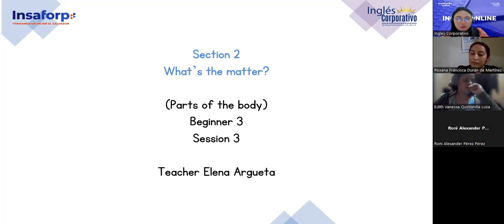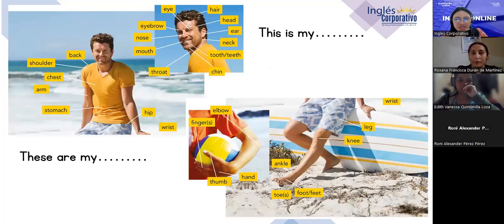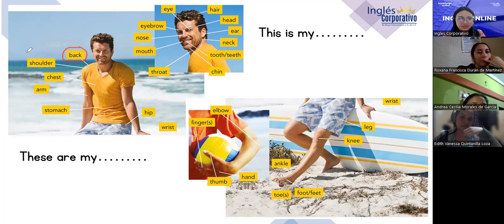First, we are going to review some vocabulary. If you see, here I have most of the parts of the body. Of course, we are still missing a lot of parts, but because of time, we are just going to cover these ones. Let's start by practicing the first picture. What do you see in the first part? We have, look, this one, back. What is this? Back. Es mi espalda. De ahí se deriva, miren, la palabra back.